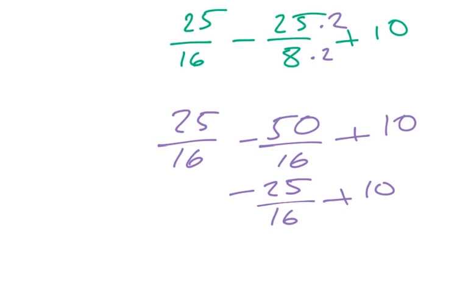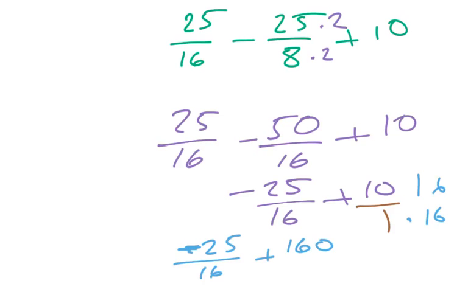To finish this off, I need to write 10 as 10 over 1, and then I'm going to multiply by 16 over 16. This gives me negative 25 over 16 plus 10 times 16, which is 160 over 16, and then I'll subtract. So 160 minus 25 is the same thing as saying 160 minus 20, which is 140, minus 5 is 135. 135 over 16.